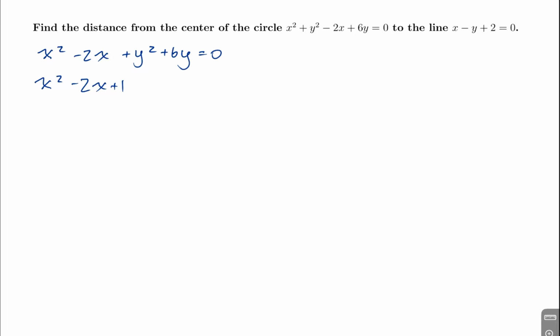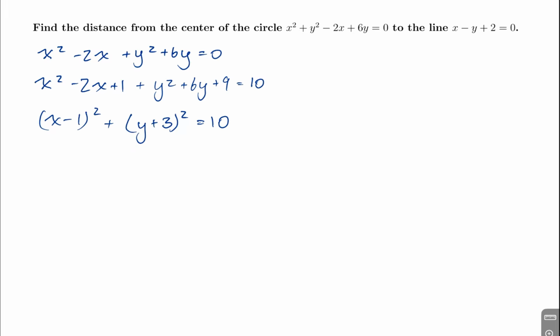And then for the second part, y squared plus 6y, the term we would need to complete the square is 9. And of course, when you add to one side, you have to add to the other. So this is 10. And now we can see that because we added those two, we have x minus 1 squared plus y plus 3 squared equals 10. So that's the equation of our circle.